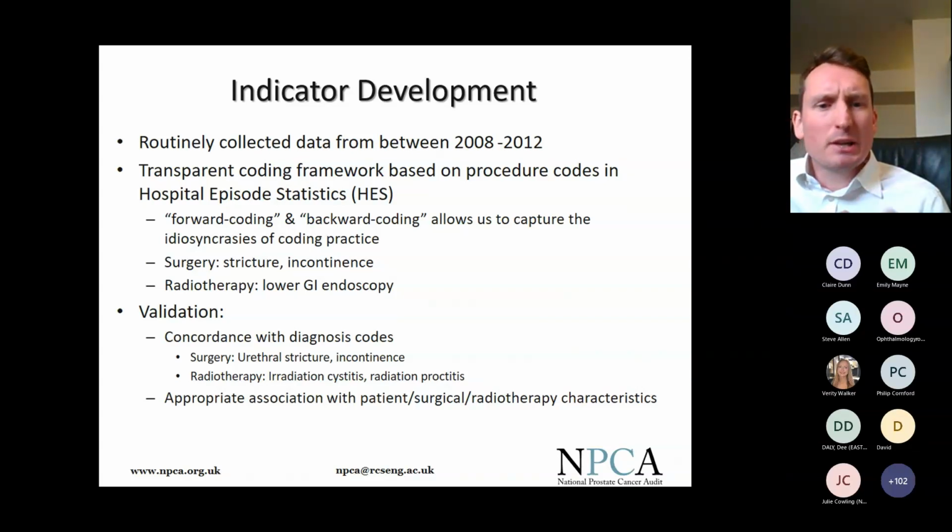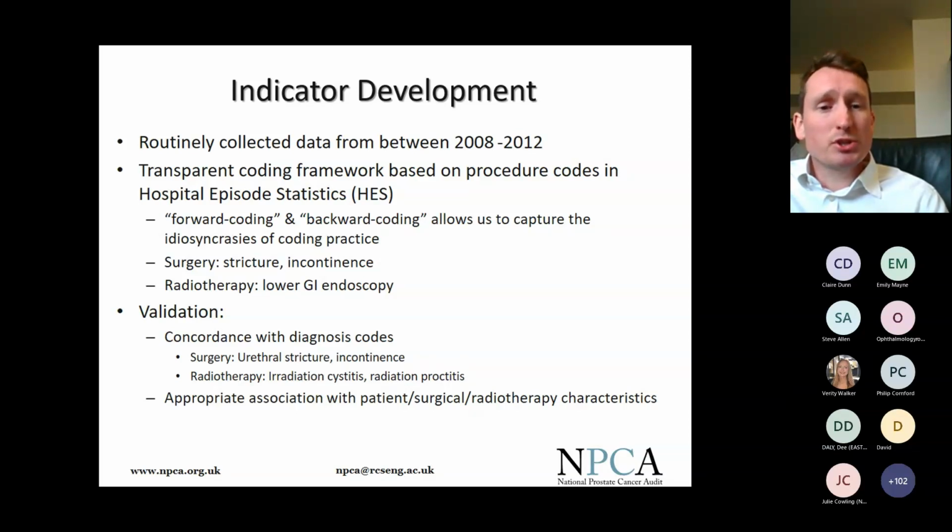For radiotherapy it's a little bit different because, for gastrointestinal complications specifically, men have colonoscopies for all sorts of reasons that may be unrelated to radiotherapy. So for that indicator, we made sure that it was coupled with a diagnosis code. For GI complications, we made sure that there was a code similar to radiation proctitis within that episode. Again, that added a further level of validation to those indicators.